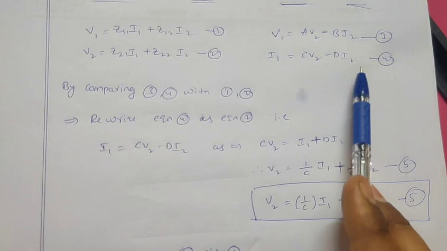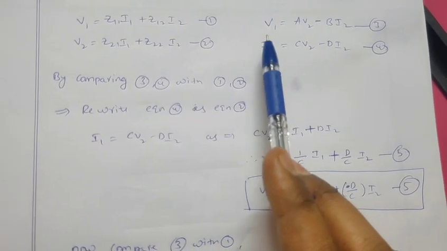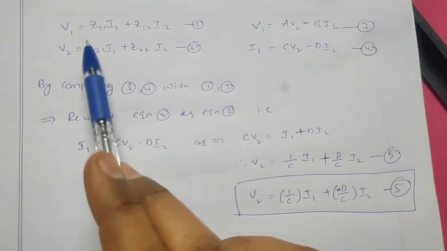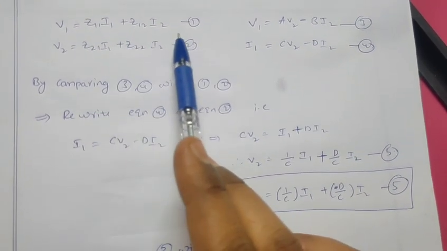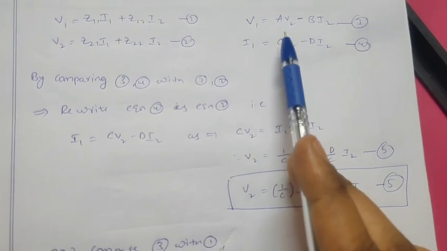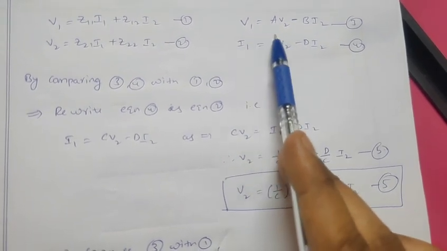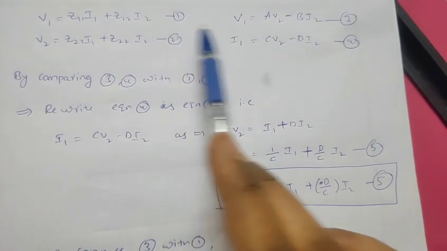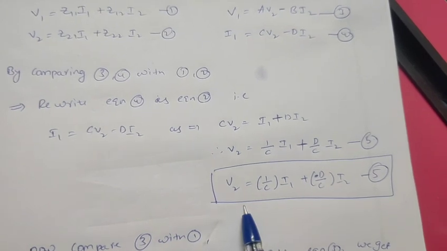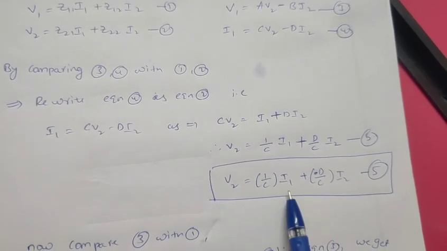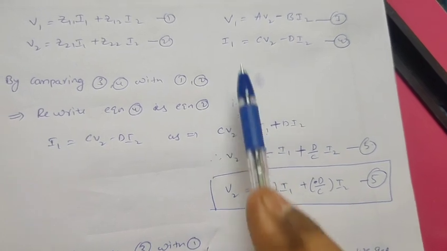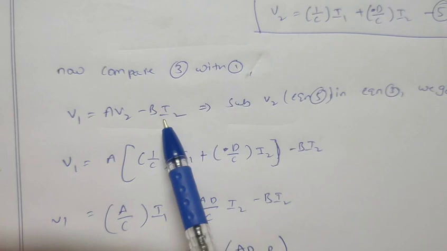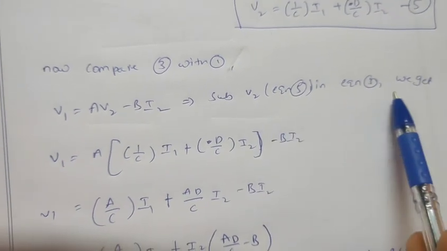compare equation 3 with equation 1. Equation 3 is V1 is equal to A V2 minus B I2, whereas V1 is Z11 I1 plus Z12 I2. Here we want this in the form Z11 I1 plus Z12 I2. To find that, we have the value of V2, which is in terms of I1 and I2. Just substitute this value into this equation, so we substitute the V2 value in equation 3.